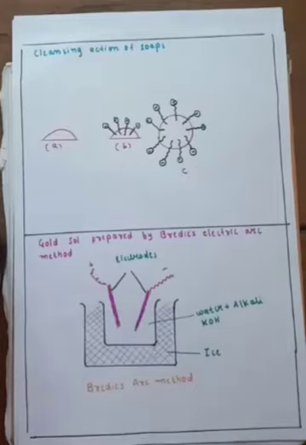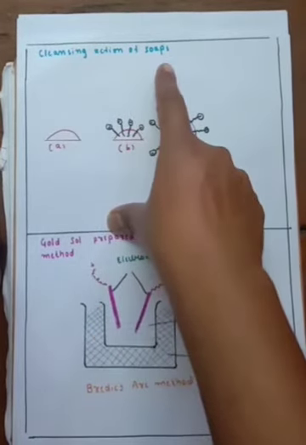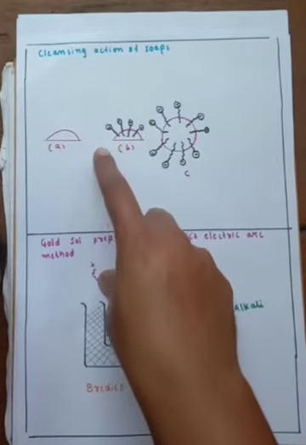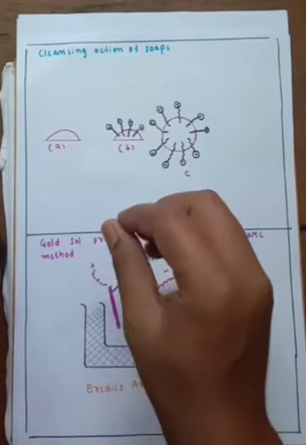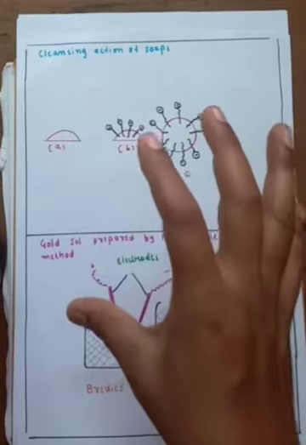In the last class, we discussed the formation of micelle. In this class, we will discuss the cleansing action of soap, by using this diagram. In this case, what happens? The cleansing action of soap is due to the formation of micelle around the oil droplets.